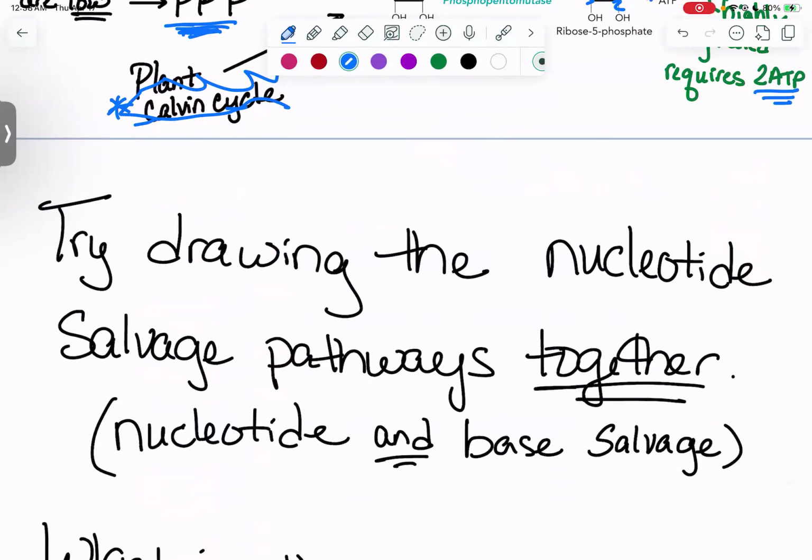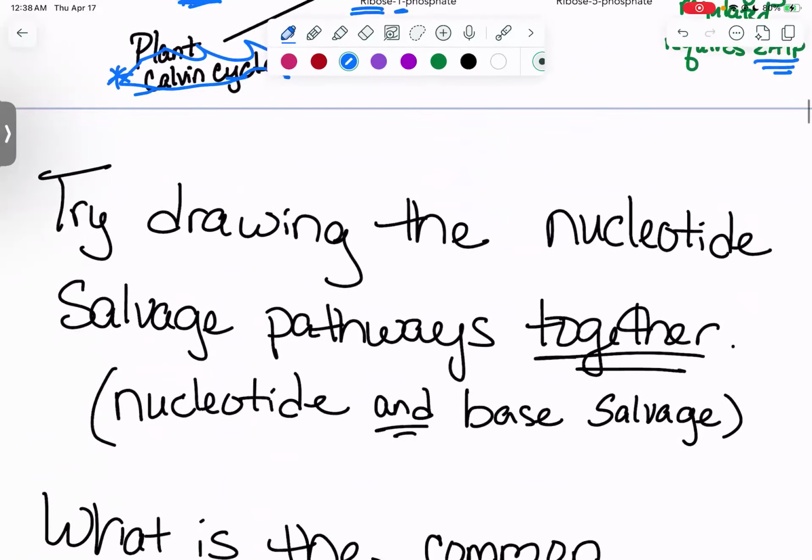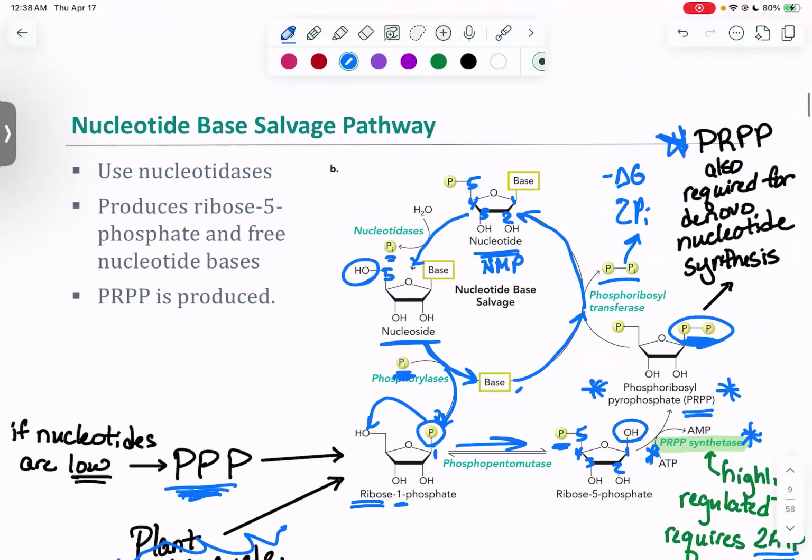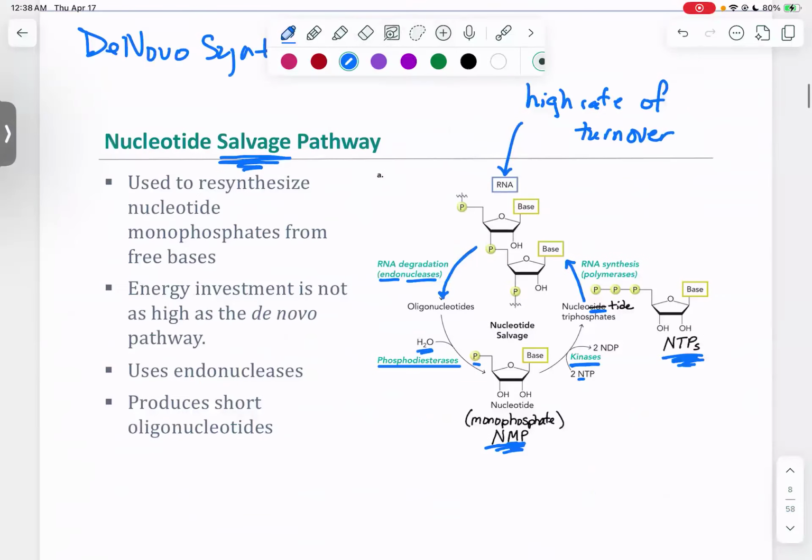One is for the nucleotide salvage and one is the base salvage pathway together, because they happen in the cell together. And so they're the two pathways on this slide and this slide.